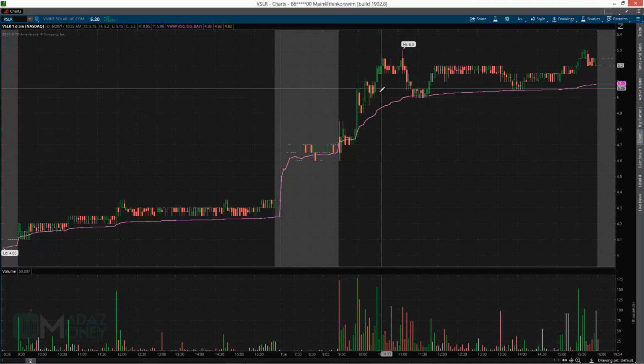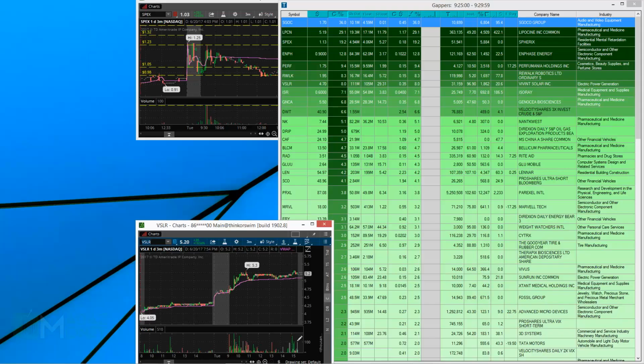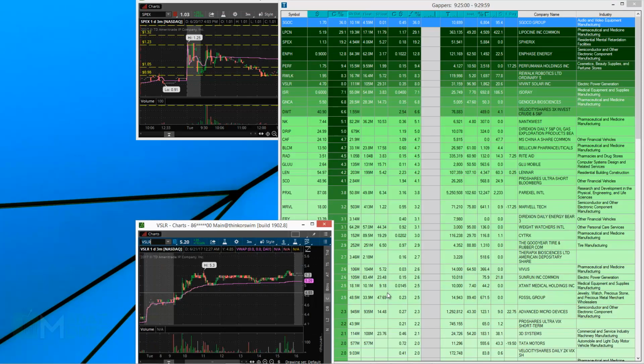You get random pops and then just a very, very heavy, thick, choppy looking chart. So I'm not a big fan of trading these. Of course, you guys can trade them, more power to you if you can. I'm just not a big fan of them. So for that reason, VSLR wouldn't make my list.